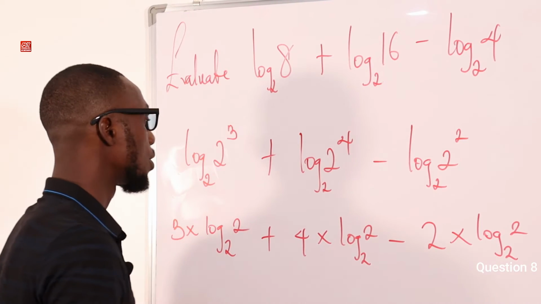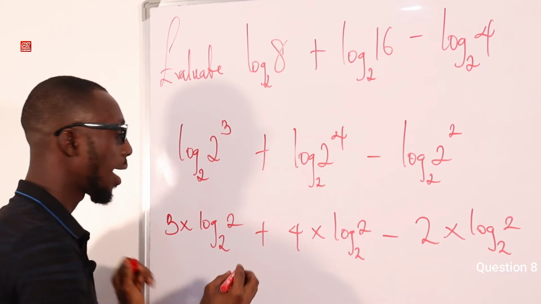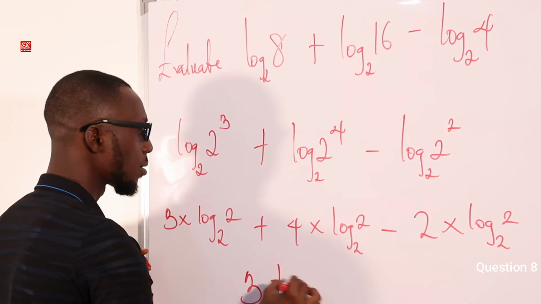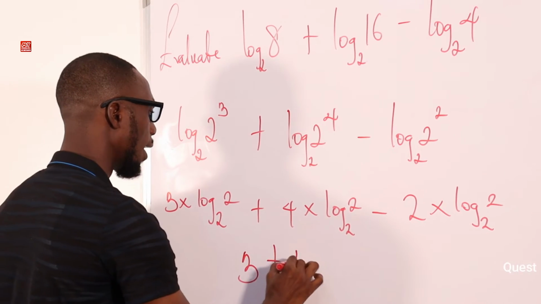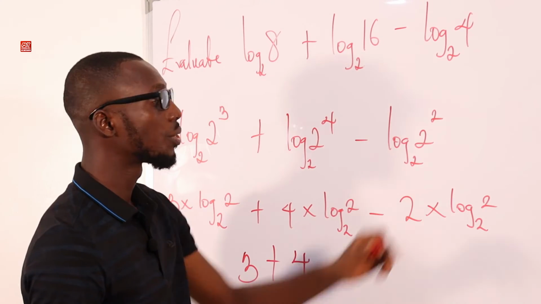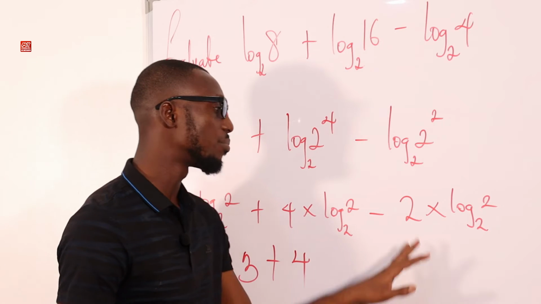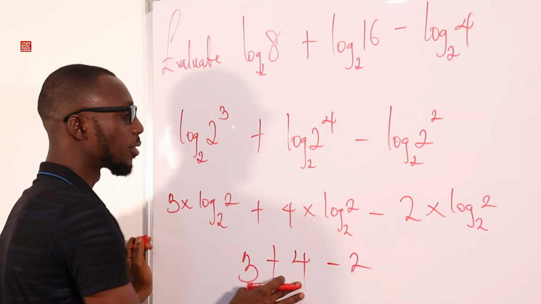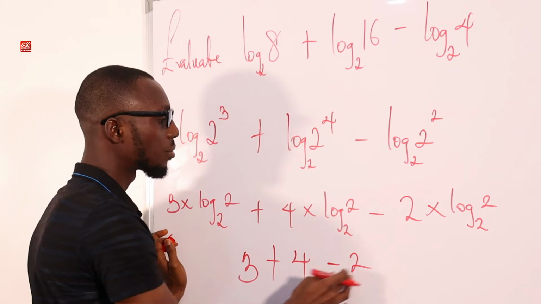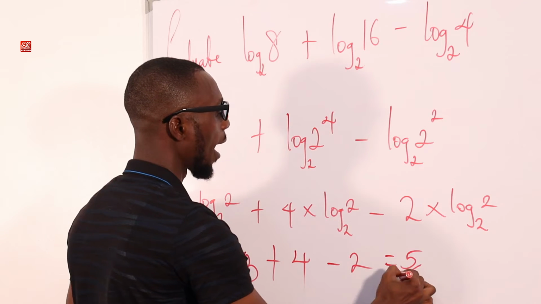Log base 2 raised to power 2 is 1. So 1 times 3, I have 3 plus 2 raised to power 2, log base 2 raised to power 2 is 1. 1 times 4, I have 4. Log base 2 raised to power 2, that is 1. 1 times 2, I have 2. Remember the minus sign? Minus 2. So 3 plus 4, that is 7 minus 2, that is 5.